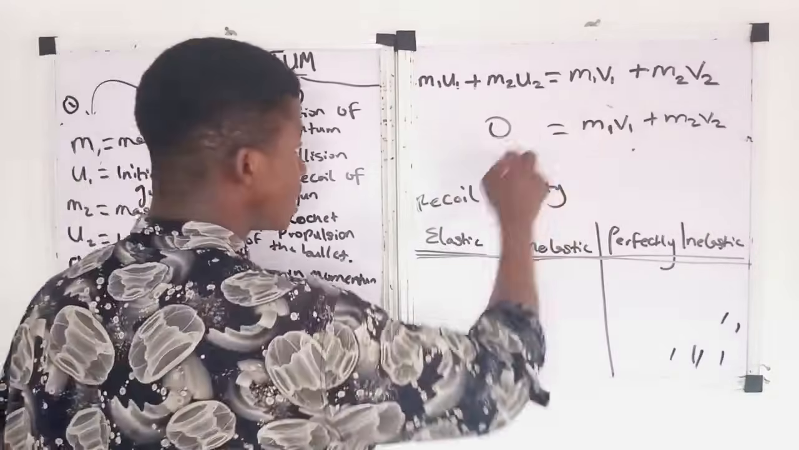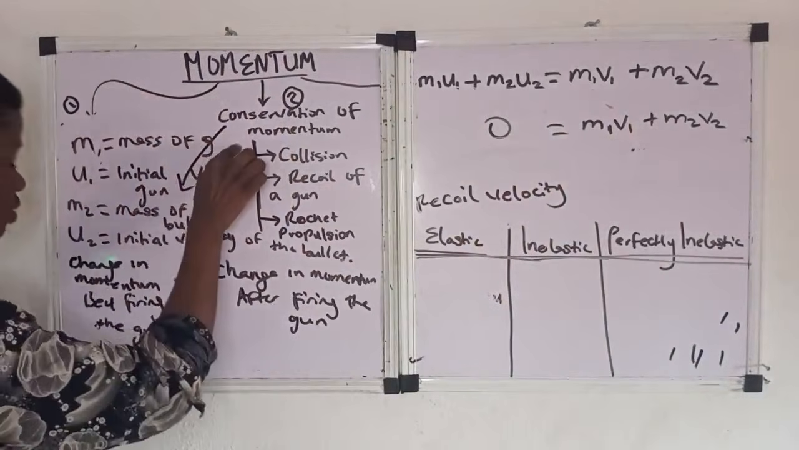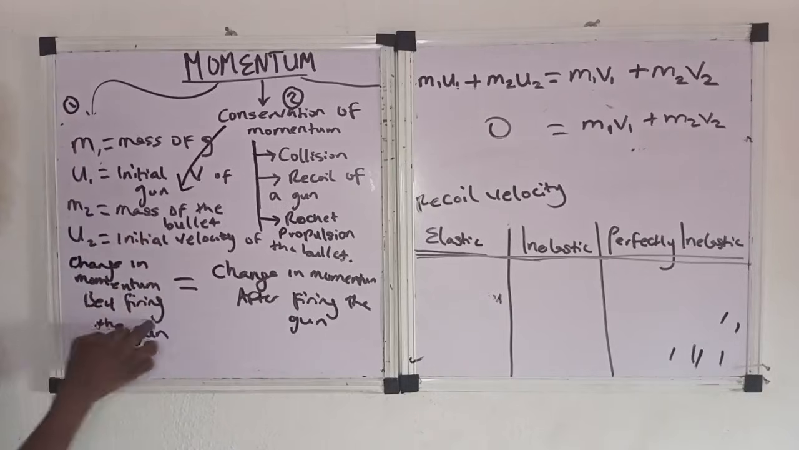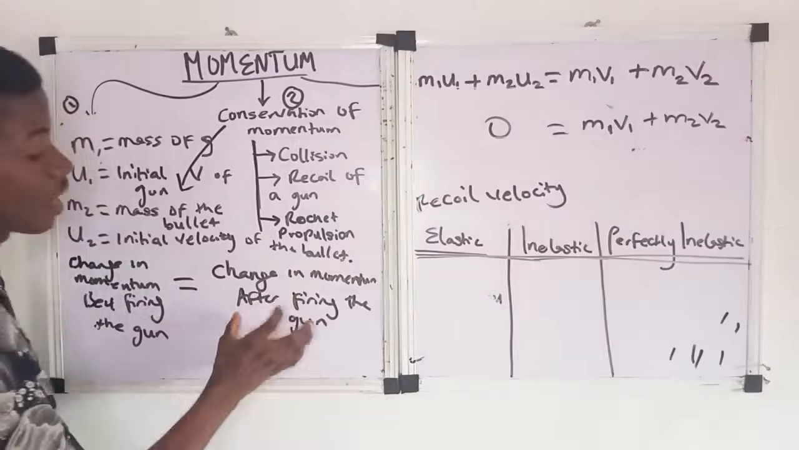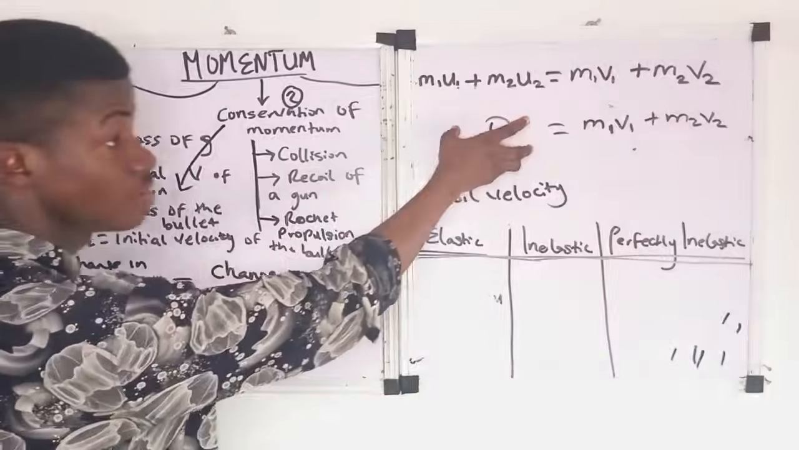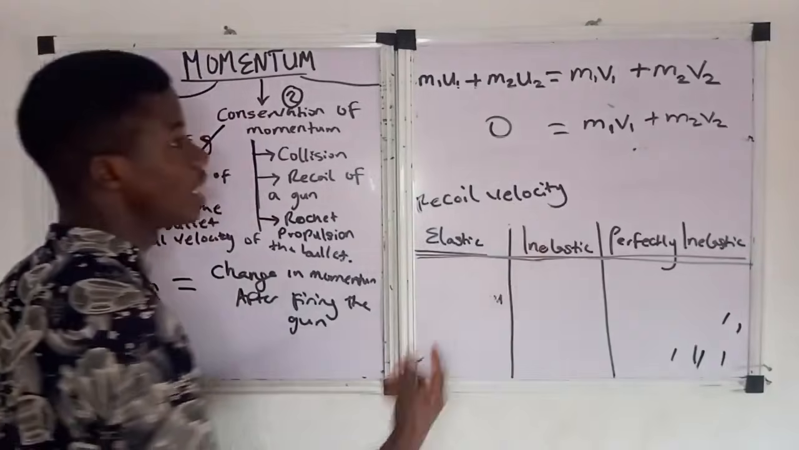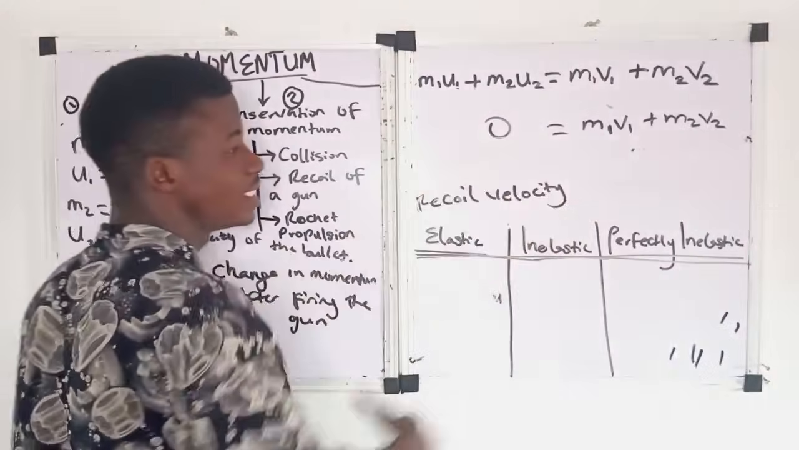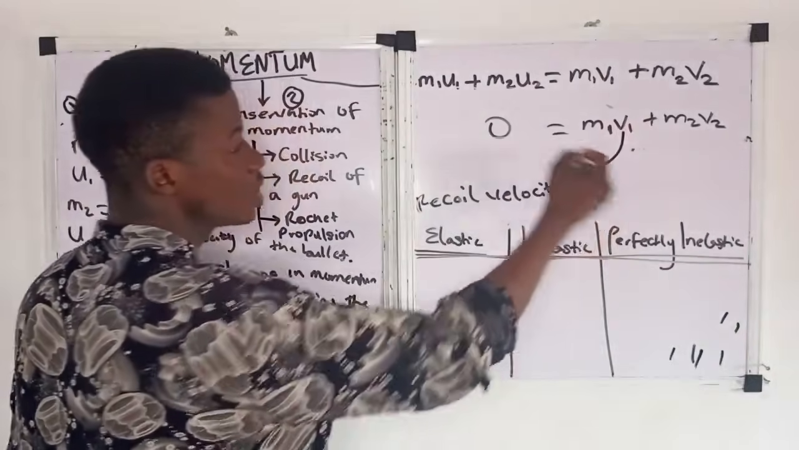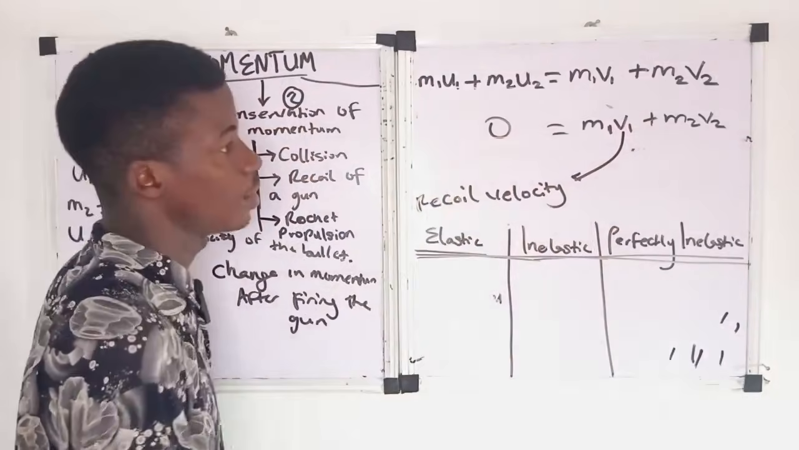We have arrived at something like this: according to the law of conservation of momentum, the momentum before firing a gun equals the momentum after firing the gun, right? Before we fire the gun, the momentum is zero. After firing the gun, we find that the momentum is equal to this. Now this is the recoil velocity. In the question, they ask us to find the recoil velocity.